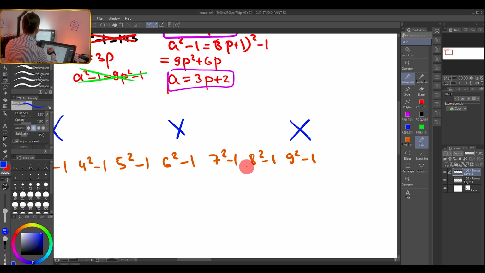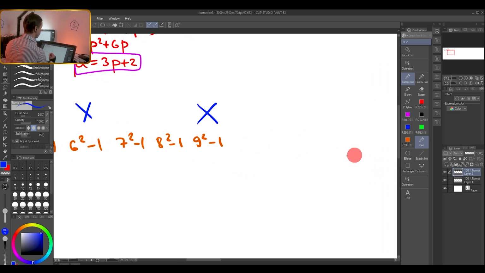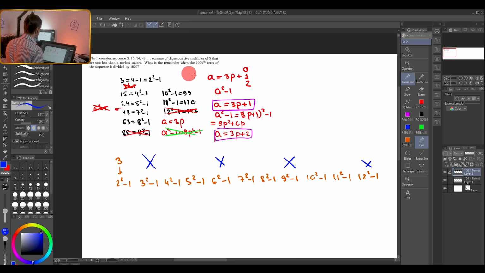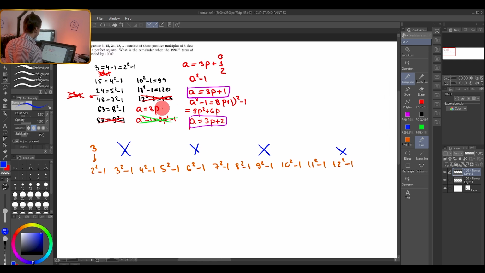Just for everything to be super simple, let me write 3 more terms. And as you understand, 10 squared minus 1 will work for us, 11 squared minus 1 will work for us, because those are numbers that are not divisible by 3, and the next one, 12 squared minus 1, will not work for us. So now everything is super simple. And what do we need to find here? We need to find the 1994th term of our sequence and divide it by 1000 and understand what would be the remainder. Let's just mark our sequence here.